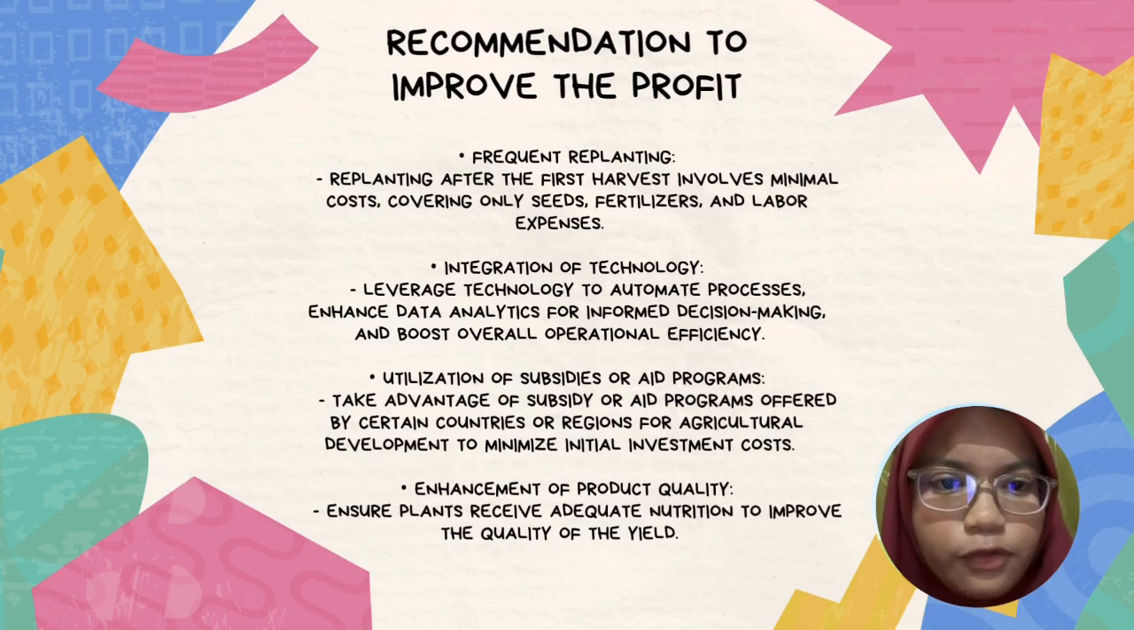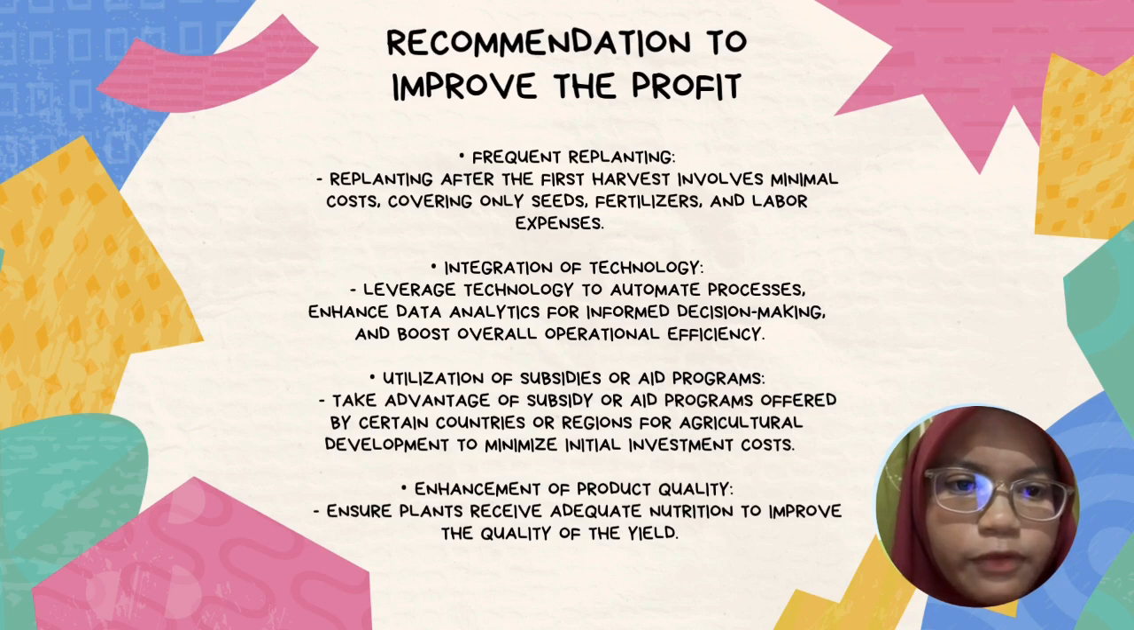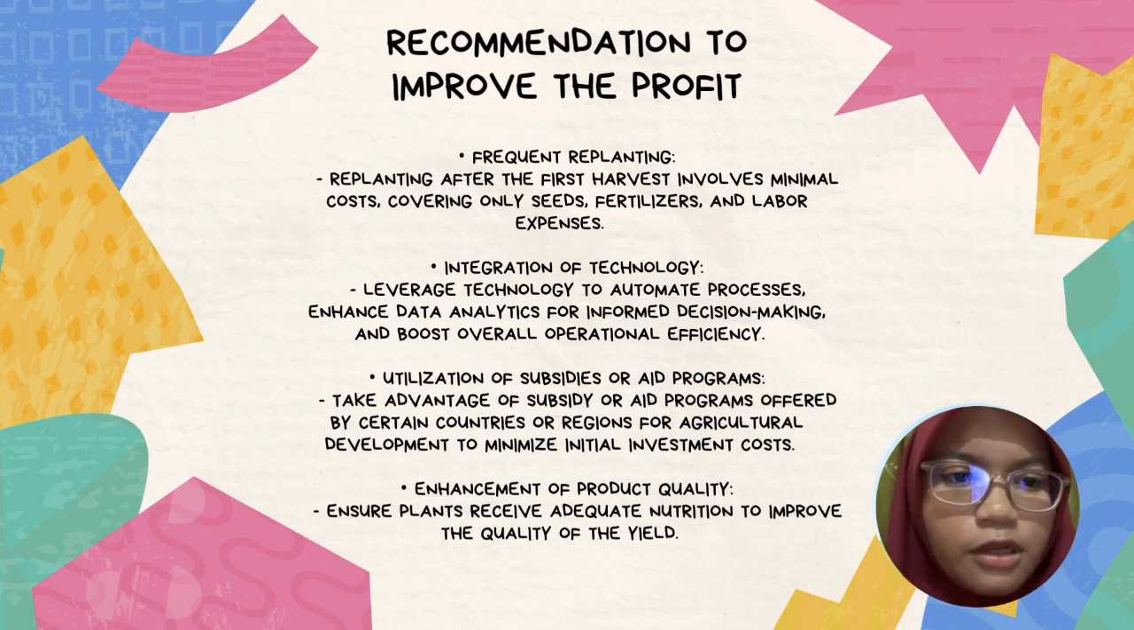Here are some recommendations to improve the profit. Firstly is frequent replanting. Replanting after the first harvest involves minimal cost, covering only seeds, fertilizers, and labor expenses. Second one is integration of technology. Leverage technology to automate processes, enhance data analytics for informed decision making, and boost overall operational efficiency. Thirdly, utilization of subsidies or aid programs. Take advantage of subsidy or aid programs offered by certain countries or regions for agricultural development to minimize initial investment costs. And the last one is enhancement of product quality. Ensure plants receive adequate nutrition to improve the quality of the yield.